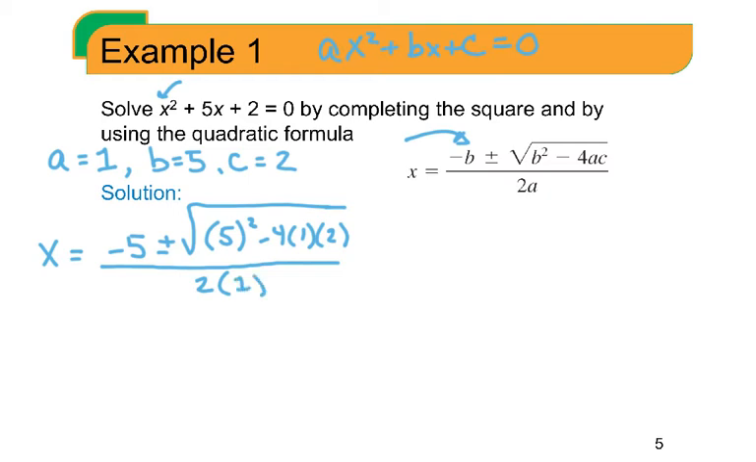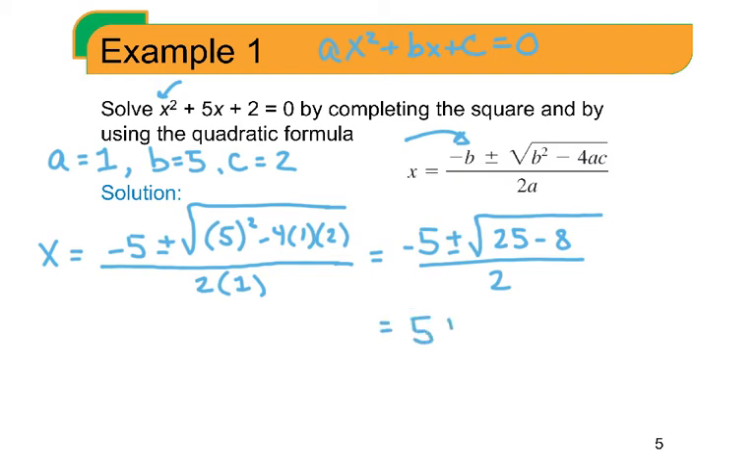So be very careful in this first step. You don't want to mess any of these numbers up, or you'll be messed up for the whole problem. So take a quick double check that you plugged in all the right numbers, and now let's figure out what this is. Well, 5 squared is 25. 4 times 2 is 8. 2 times 1 is 2. This is minus 5, plus or minus the square root of 25 minus 8, which is 17, over 2. And we get the same two answers, don't we?